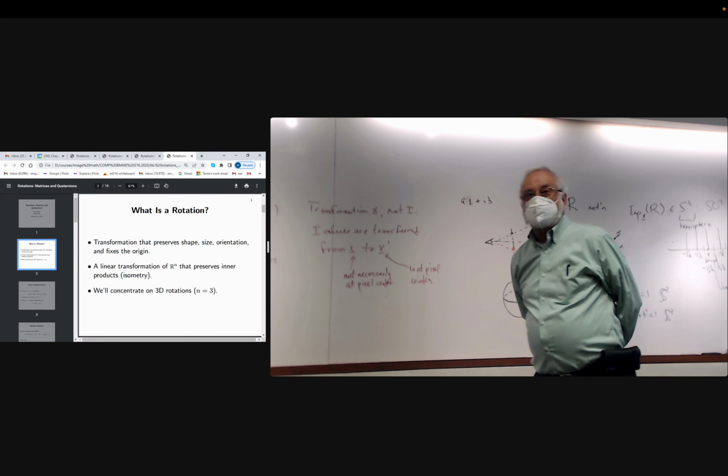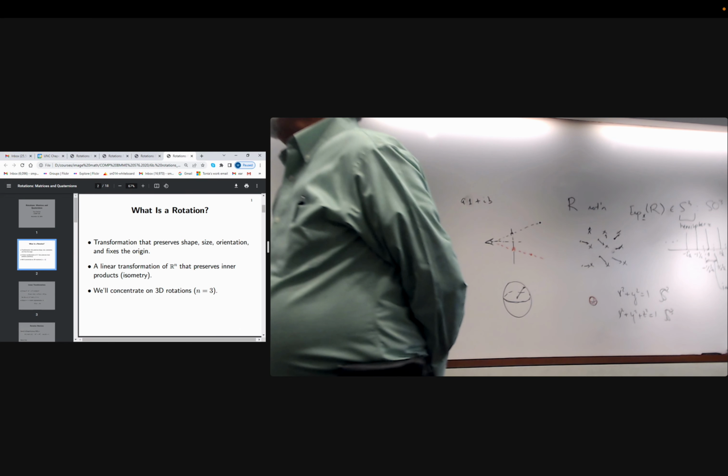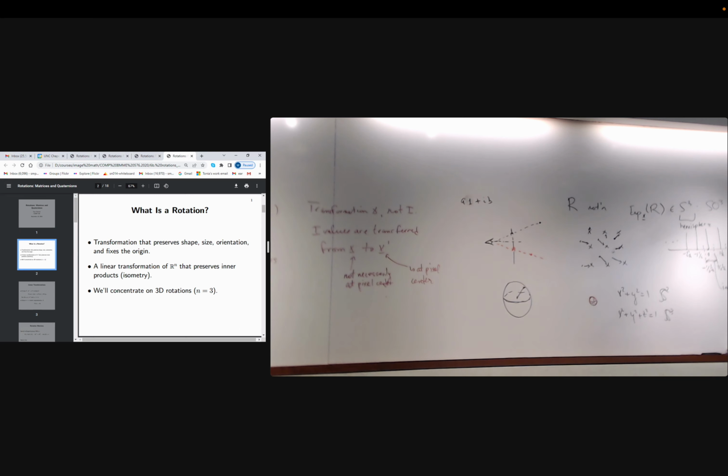So what is a rotation? Well, it turns out that you can specify, if a transformation keeps size and orientation and fixes the origin, then it's a rotation. If it maps the origin onto the origin, if distances don't change, if 2 points before the rotation map into 2 points after the rotation, the distance between them doesn't change.